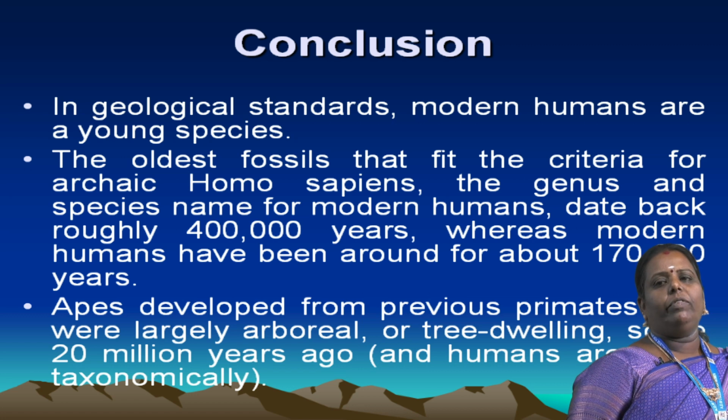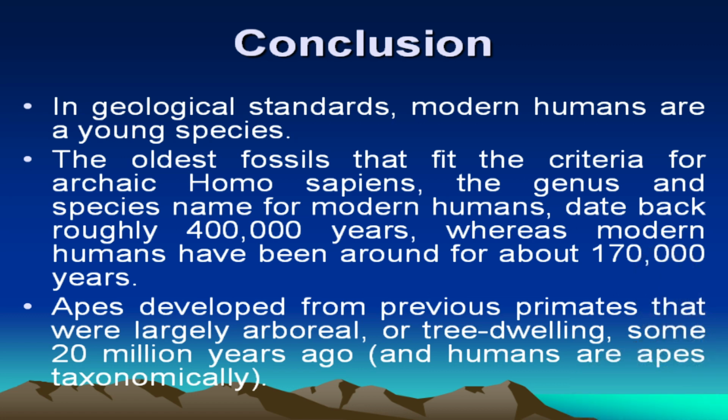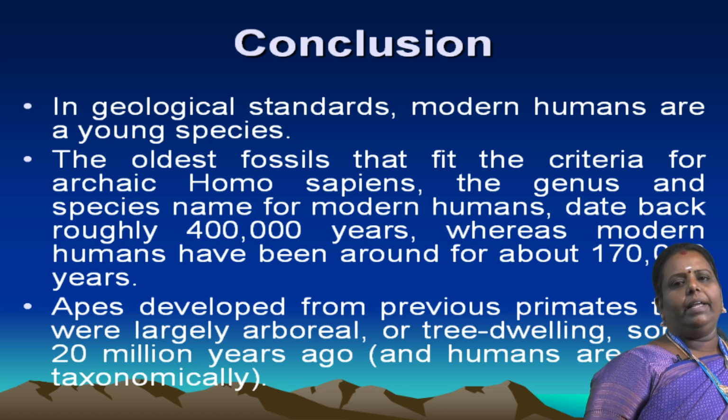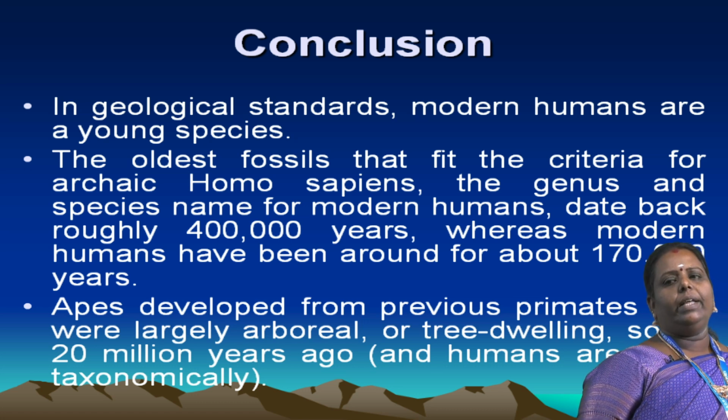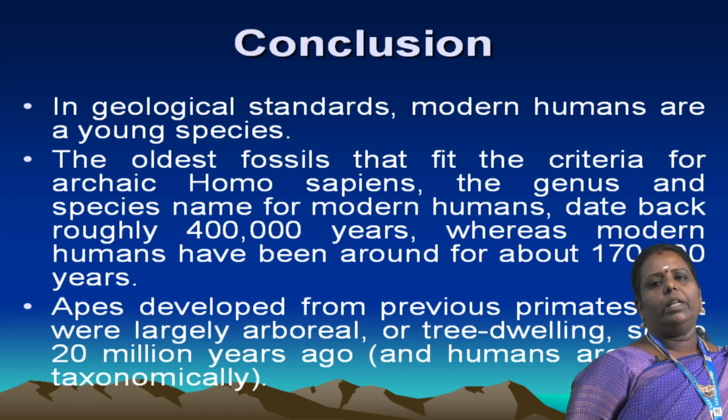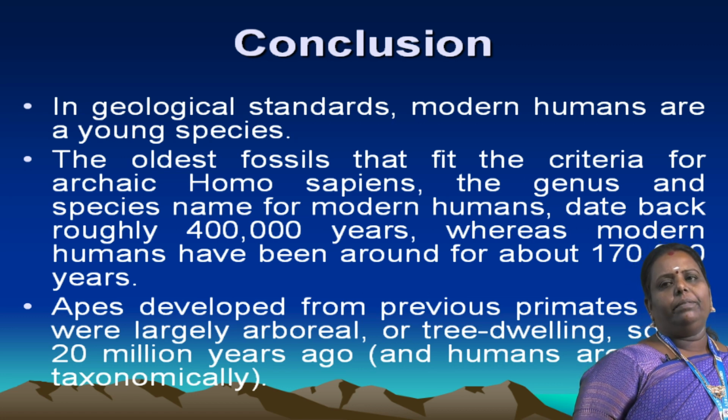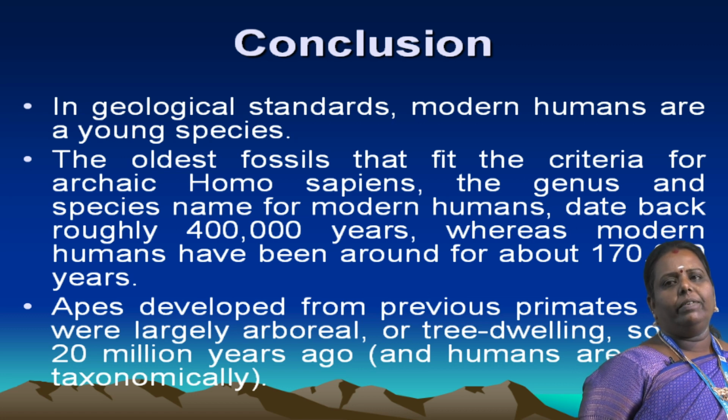Normally apes developed from the previous primates that were largely arboreal. Arboreal means living in the trees, that is called tree dwelling. Some 20 million years ago the human apes were taxonomically living in the arboreal. So that is a very interesting topic. We have to know about ourselves.